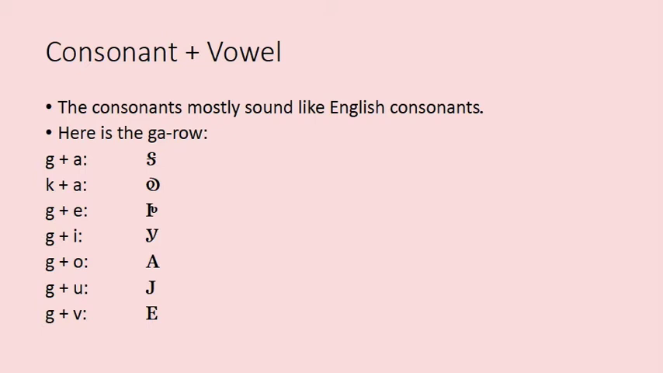Here is the ga row. So A, B, C, D, E, F, G. It makes it the second row after the ah row, because the da, ta row is listed under ta. And so this would correspond to the ah row of the syllabary. And this is the second row. Ga, ka, ge, gi, go, gu, gv. So going through those 6 vowel sounds with either a G sound or a K sound from an English language perspective. Ga, ka, ge, gi, go, gu, gv.